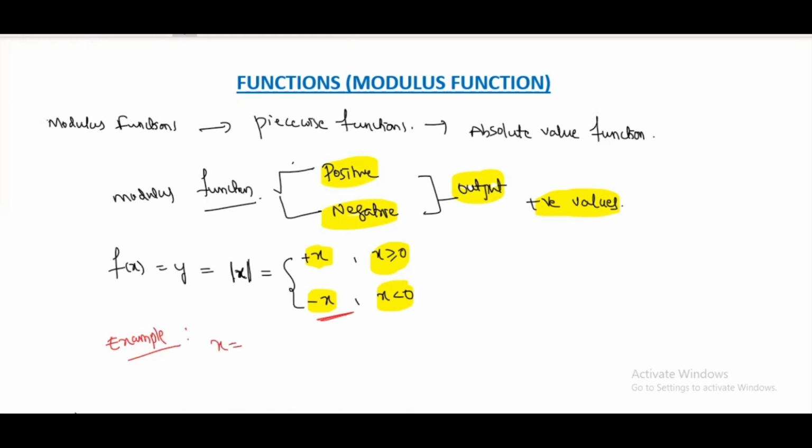If I substitute x value as minus 2, x is less than 0 here. So modulus of x should become minus x. Minus x means minus of the x value, minus 2, that means plus 2. So we got the positive value. That's why when we define the modulus function, we define it like this: y is equal to modulus of x will become plus x when x is greater than or equal to 0, and minus x when x is less than 0. This is how we denote the modulus function.